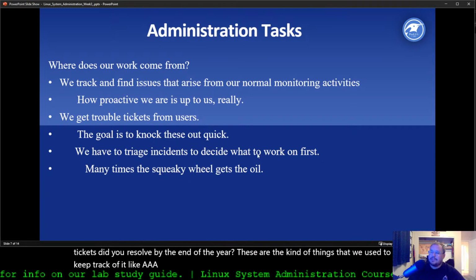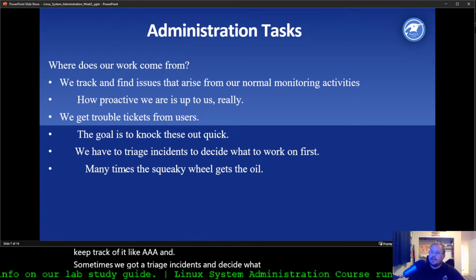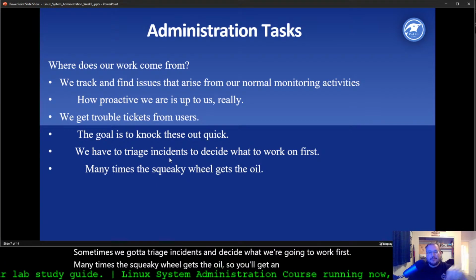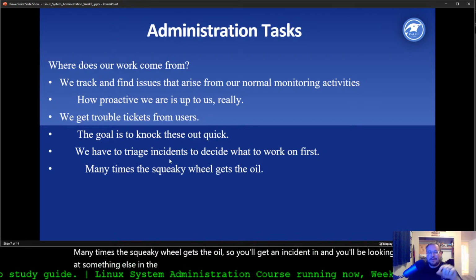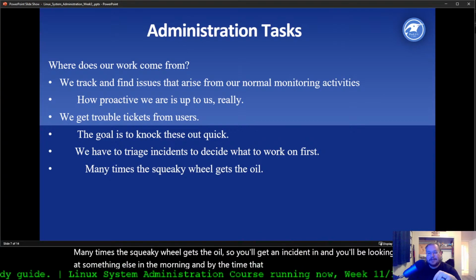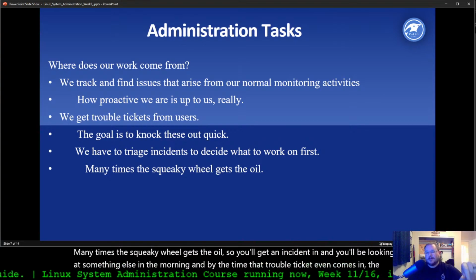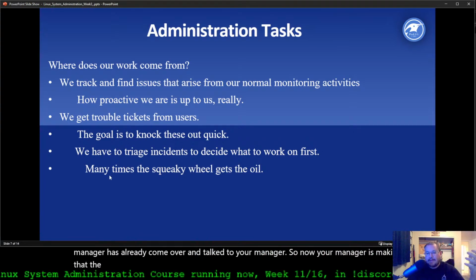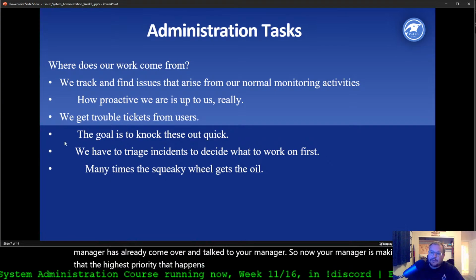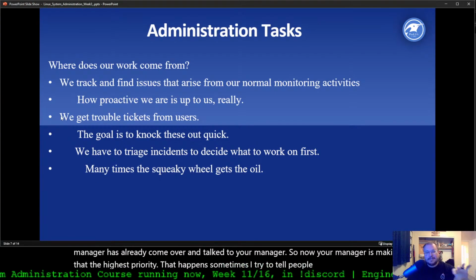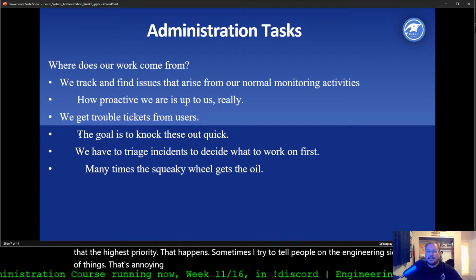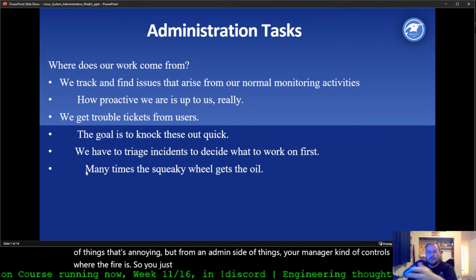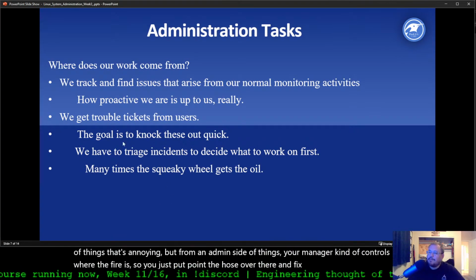Sometimes we got to triage incidents and decide what we're going to work first. Many times the squeaky wheel gets the oil. So you'll get an incident in and you'll be looking at something else in the morning. And by the time that trouble ticket even comes in, the manager has already come over and talked to your manager. So now your manager is making that the highest priority. That happens sometimes. I try to tell people on the engineering side of things, that's annoying. But from an admin side of things, your manager kind of controls where the fire is. So you just point the hose over there and fix the problem.